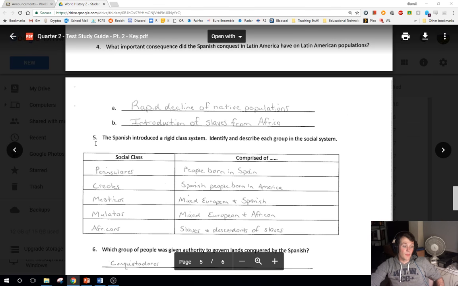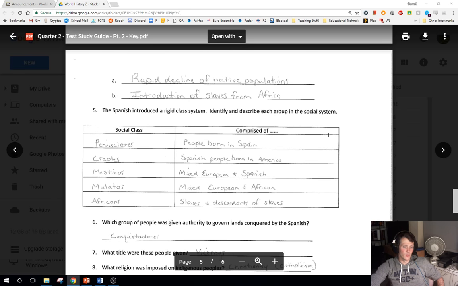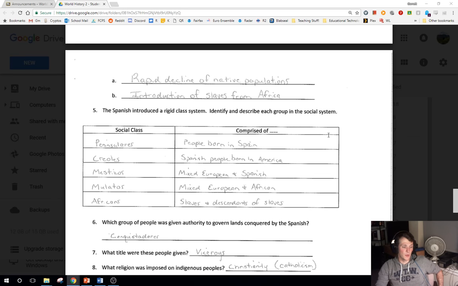So as a result, you're going to get kind of mixing of peoples, right? And from there, you're going to then get this kind of rigid class system that develops. You have the peninsulares, which are the people that are born in Spain, and they're the highest in the area, right? They often can be the administrators of the government, in particular the highest levels of government.